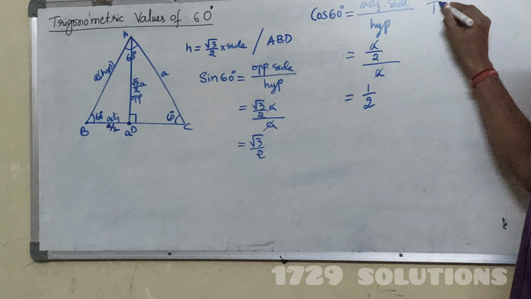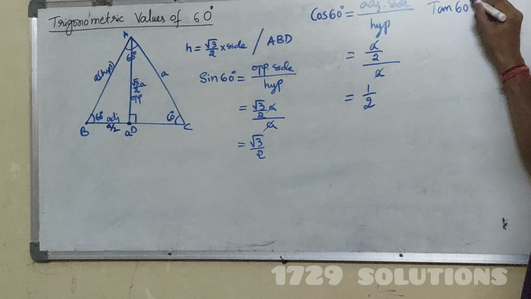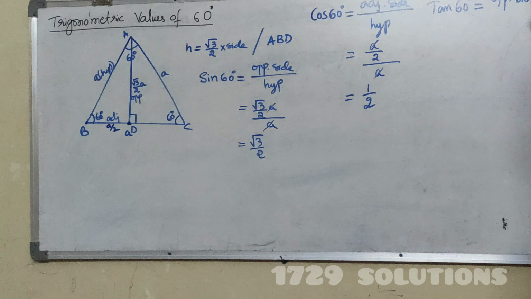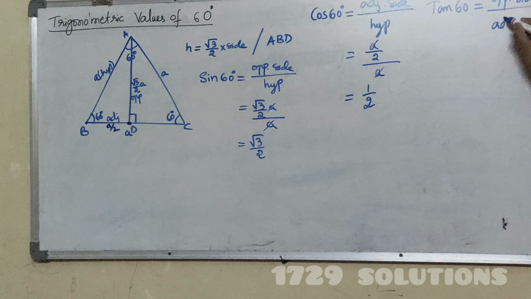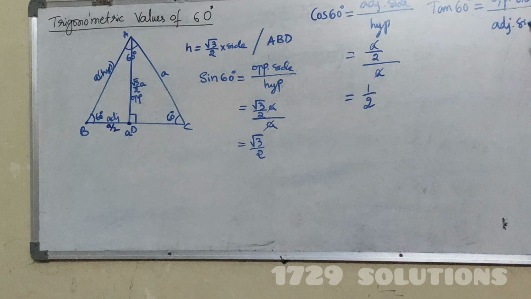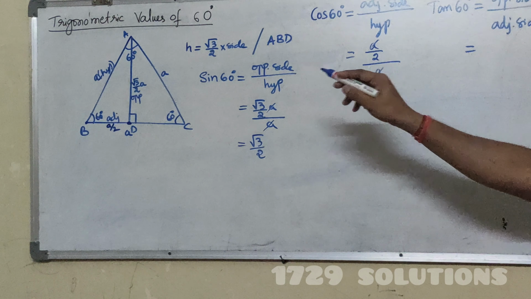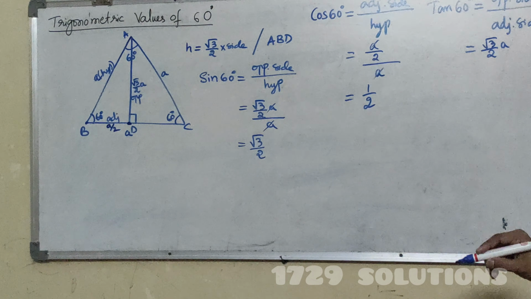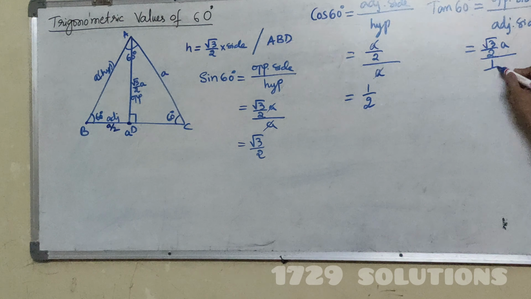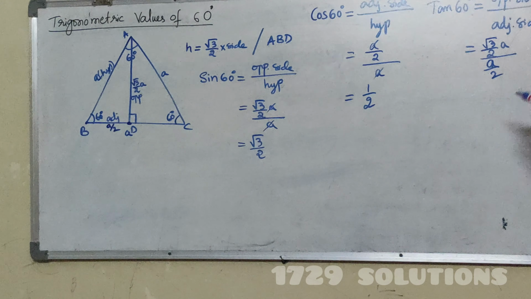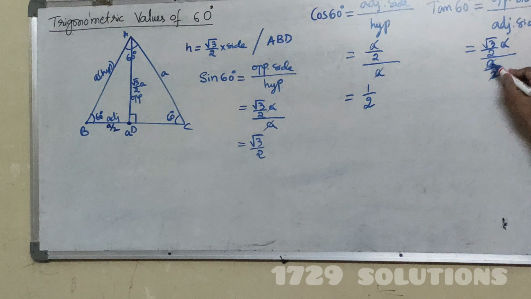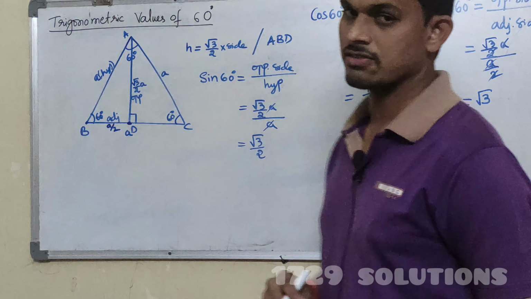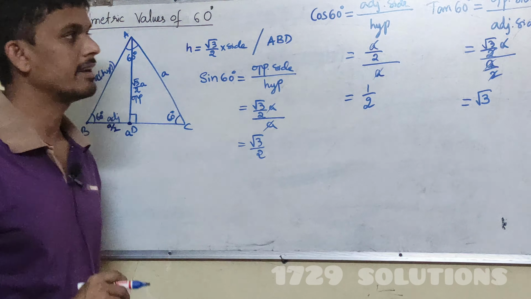Next, tan 60. What is the formula of tan 60? Opposite side by adjacent side. So what is the adjacent side and opposite side in this? Root 3 by 2 A is the opposite side. Adjacent side is A by 2. So both A cancel and also 2 will be cancelled. So your answer is root 3. So these are the values of sin 60, cos 60 and tan 60.